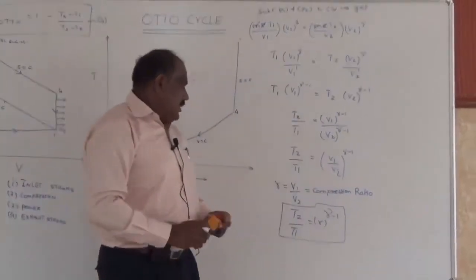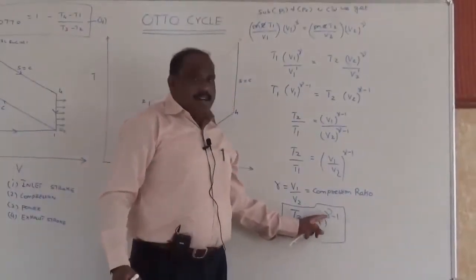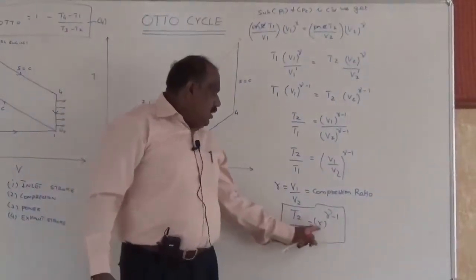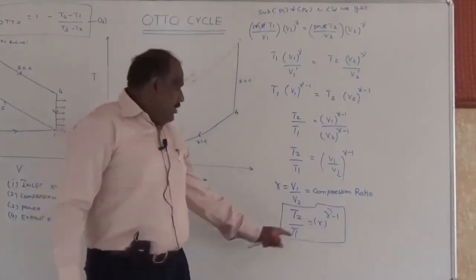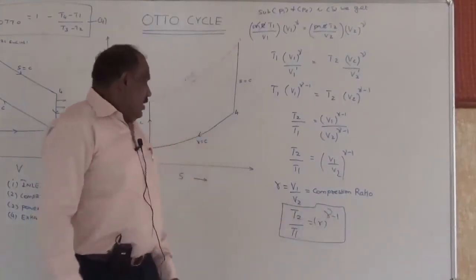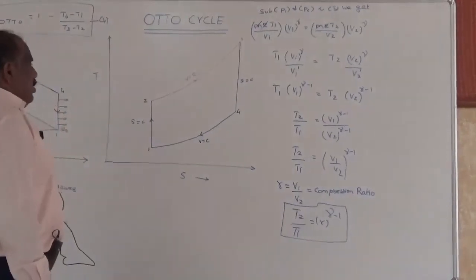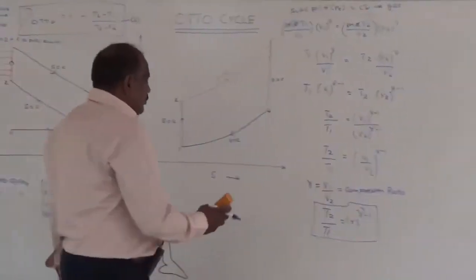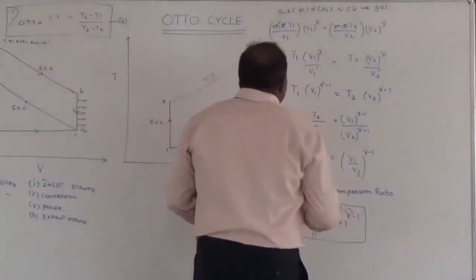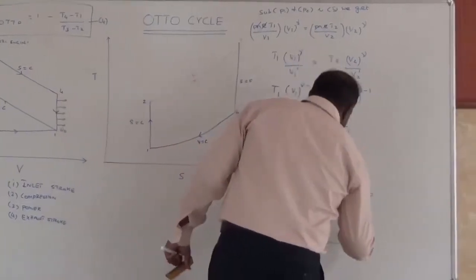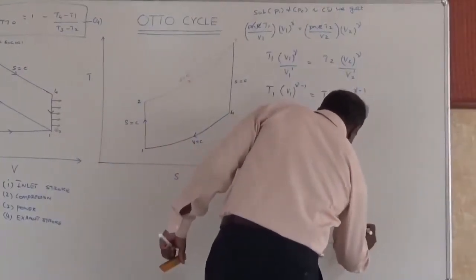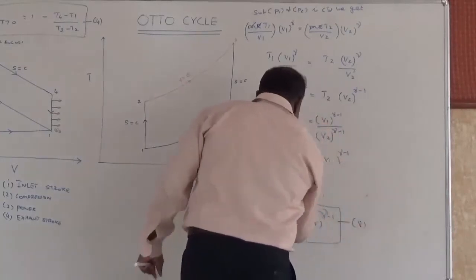You should take care to differentiate between r and gamma. So far there was only gamma, now we have r also. So you have to differentiate between r and gamma carefully. So T2 by T1 equals r to the power gamma minus 1. Let us label this as an equation number, I hope you have it saved.